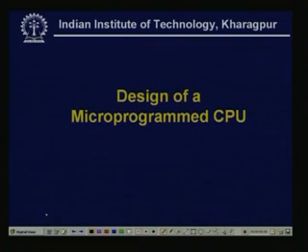Already we have read the design of a CPU, mainly the two parts: the design of the ALU and the design of the control unit. There are two approaches, the hardware control unit and the microprogrammed control unit. Now, this class will read a design of a microprogrammed CPU.